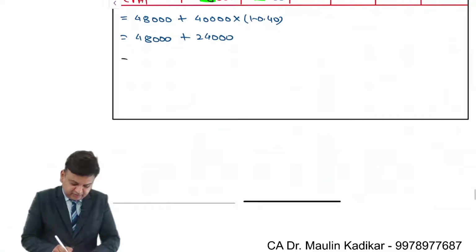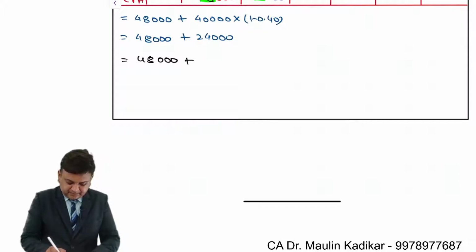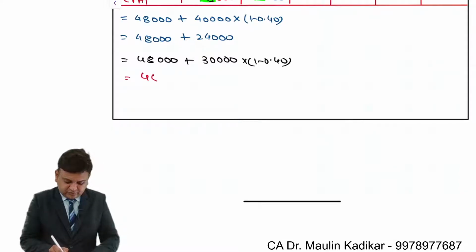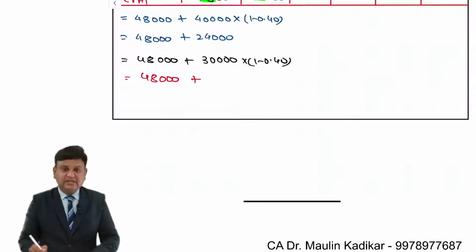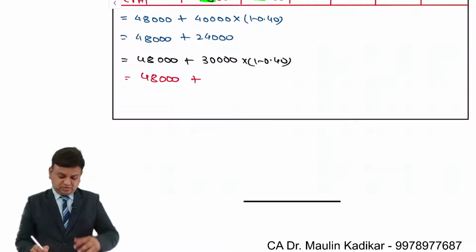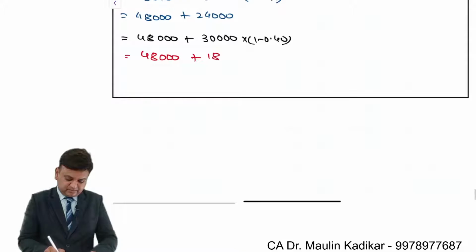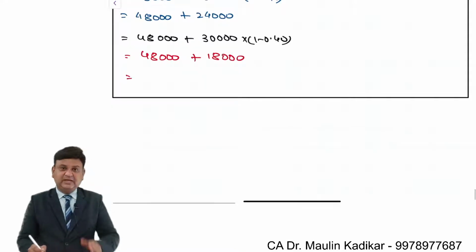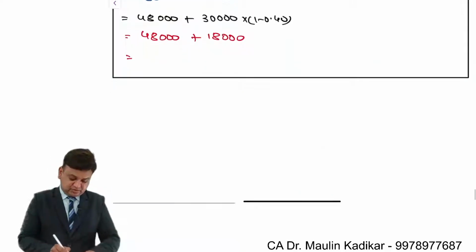So we can say something like this. It will be 48,000 plus 30,000 reduction into 1 minus 0.40. So 48,000 plus 60% of 30,000, that comes to 18,000. That comes to 66,000. So cash flow will be 66,000.